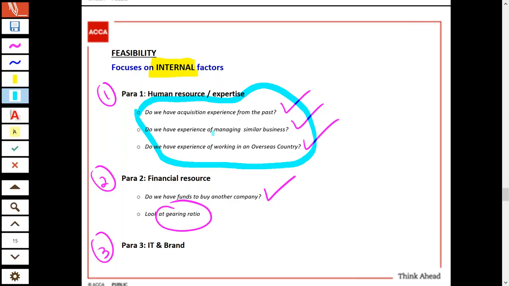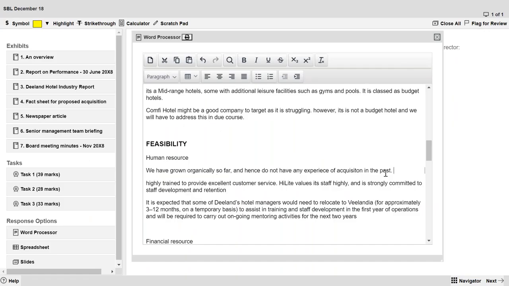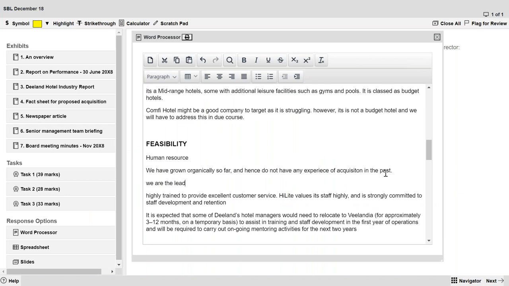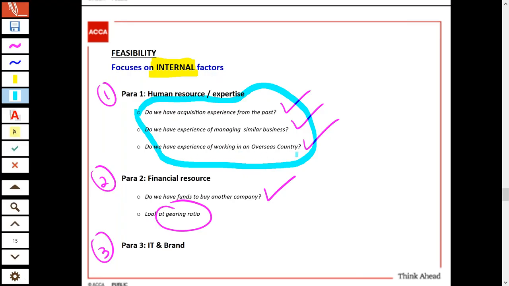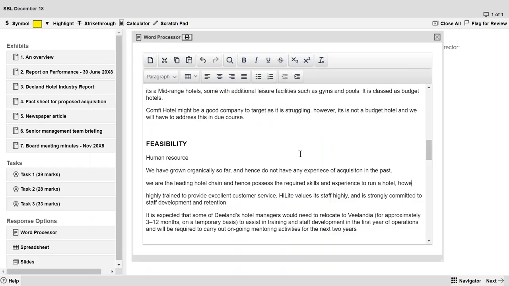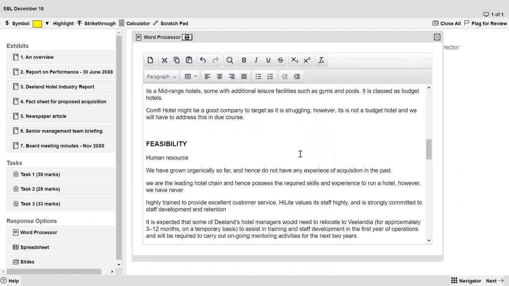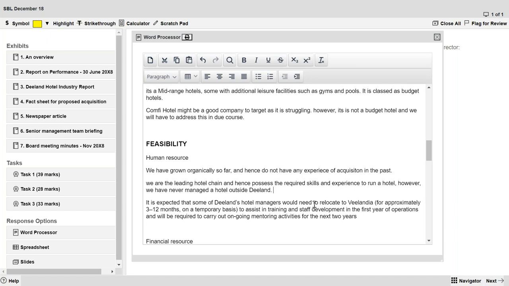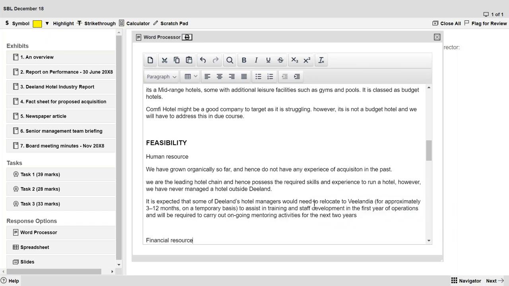Second point we need to talk about, do we have experience of managing similar businesses? Yeah, we are the best. We are the leading hotel chain and hence possess the required skills and experience to run a hotel. However, what's the third one? Do we have experience of working in an overseas country? No. We have never managed a hotel outside D-land. That's it. So remove this thing and I can also read the expected term and just keep this sentence.